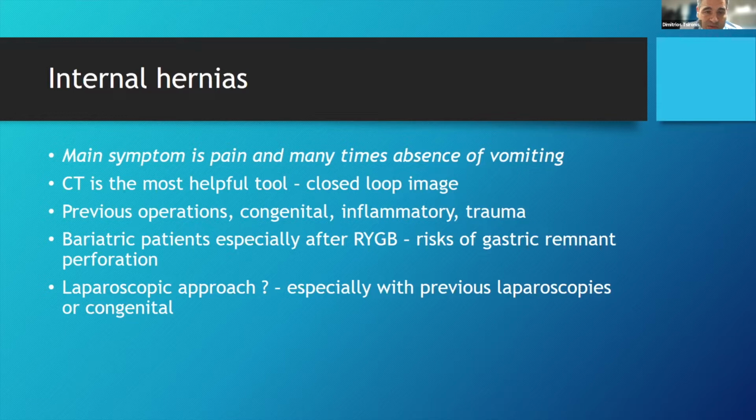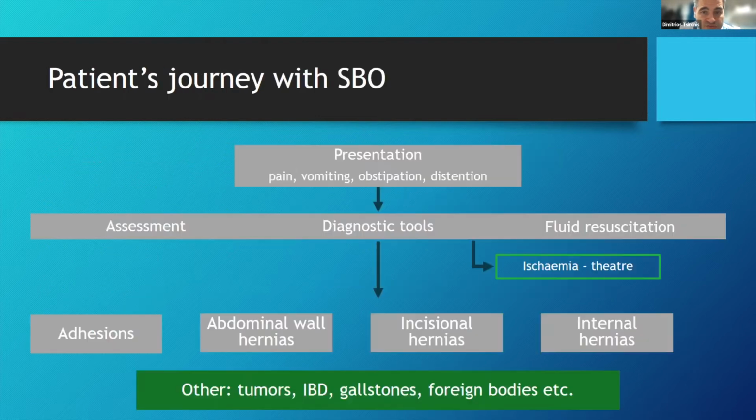For bariatric patients, I will not say too much, because Ioannis has a presentation after the break. We need to know that patients are at risk of gastric remnant perforation, especially if left untreated. So for internal hernias, we can be optimistic about the laparoscopic approach, especially when the patients have previous laparoscopies or if we have congenital band adhesions.